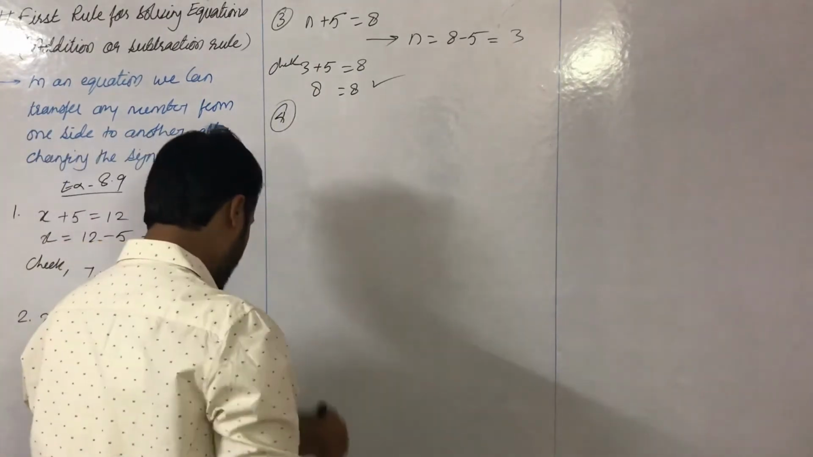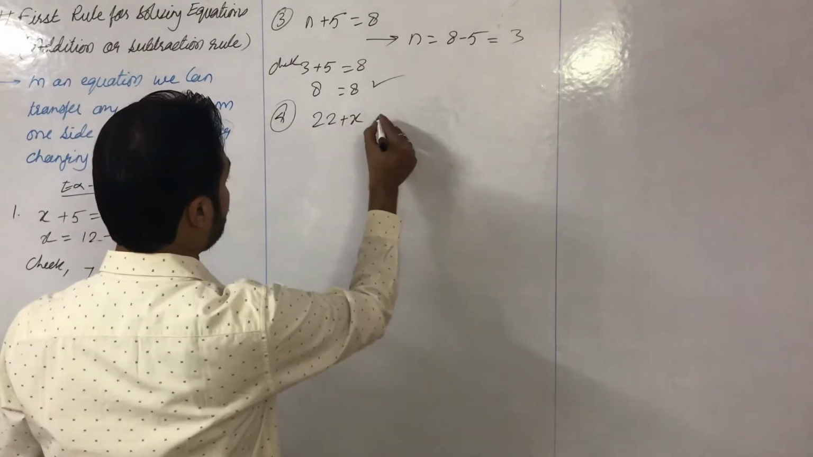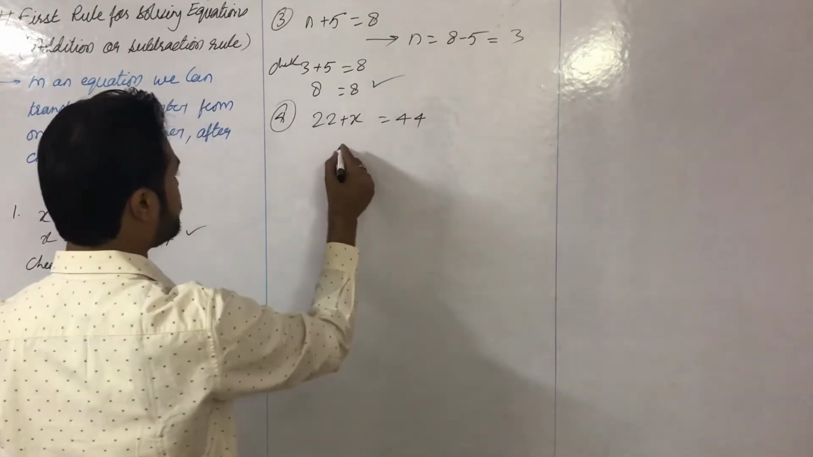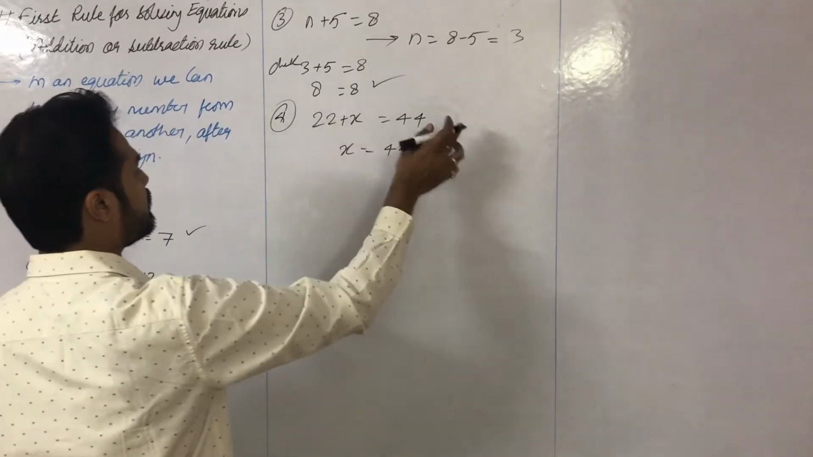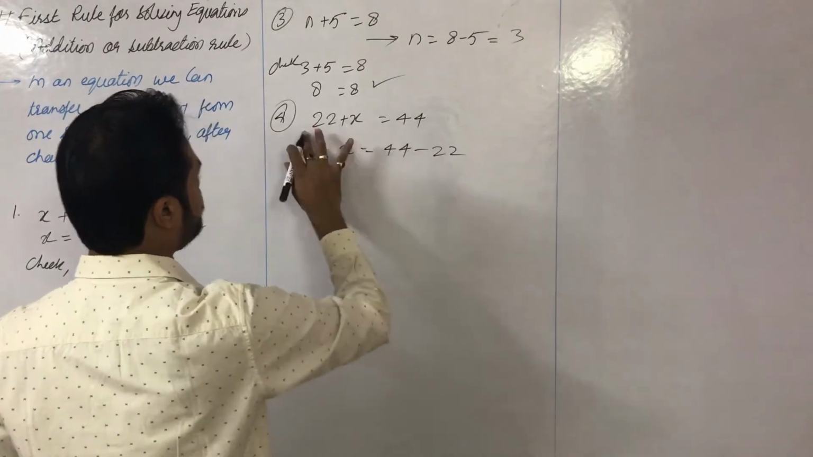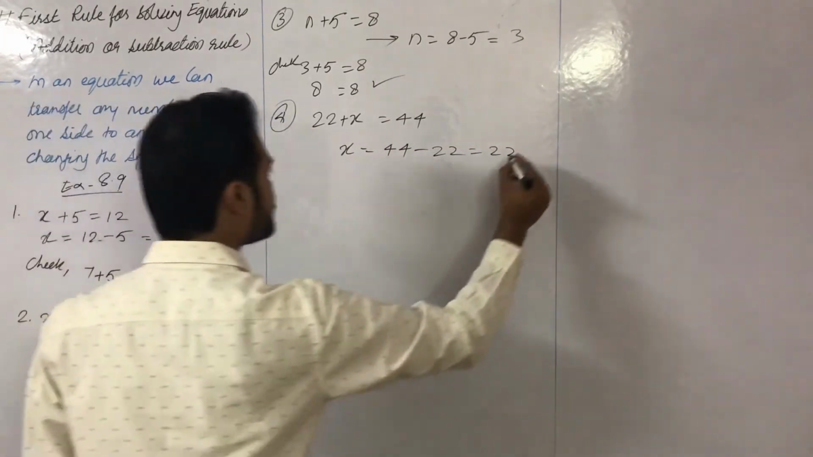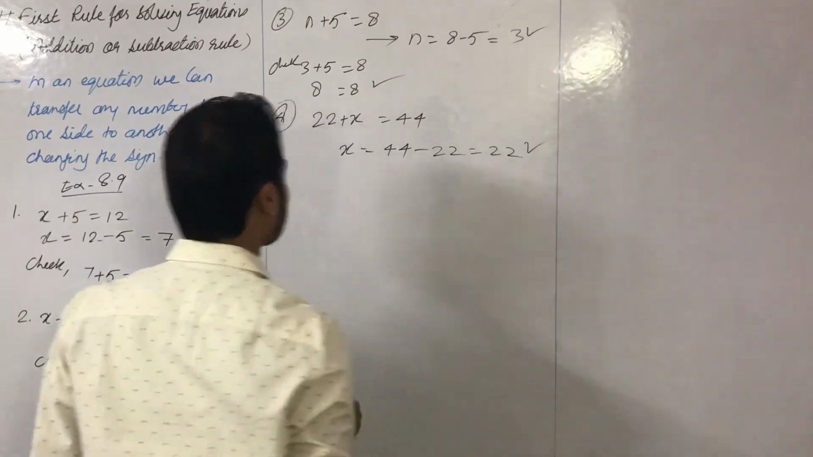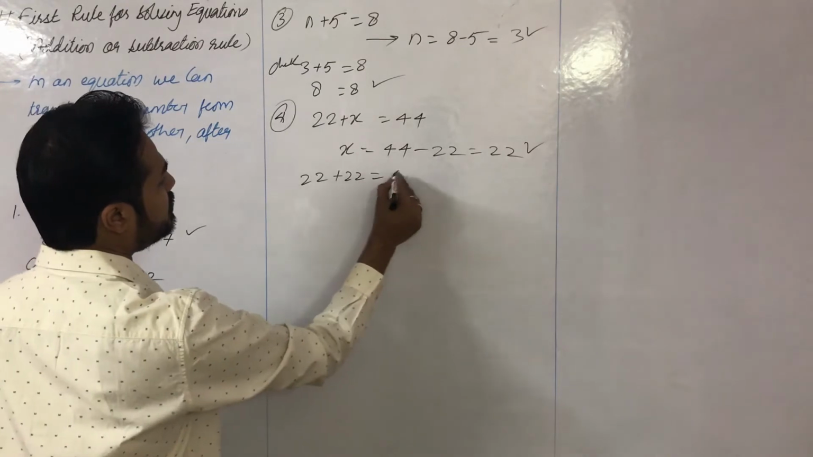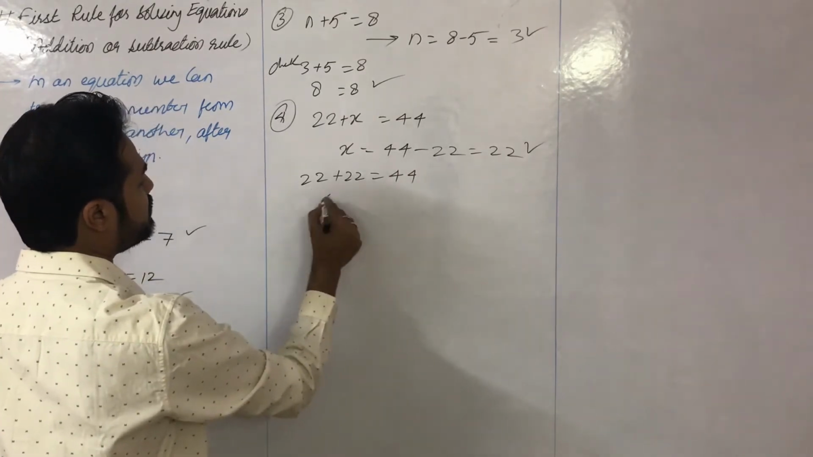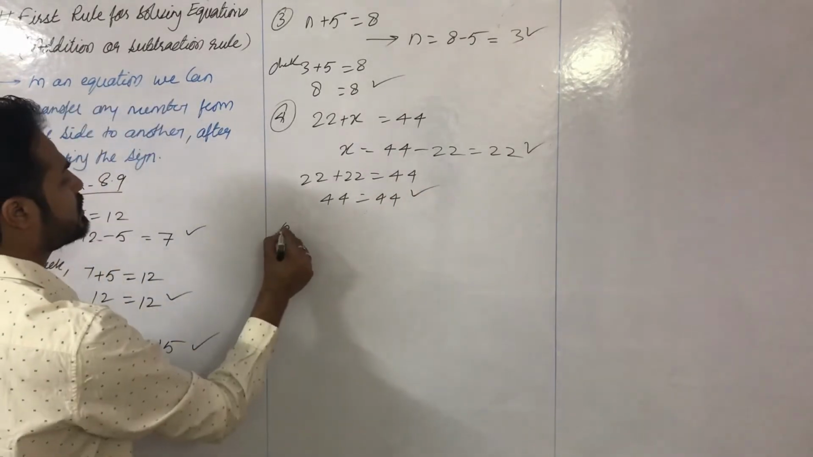Similarly, fourth question, 22 plus x equals 42. So in the next step, x equals 42 minus 22, from left hand side to right hand side, positive becomes negative, and the answer is 20. For check, again we put the value of x and check. 22 plus 20, 42. Yes, hence proved.